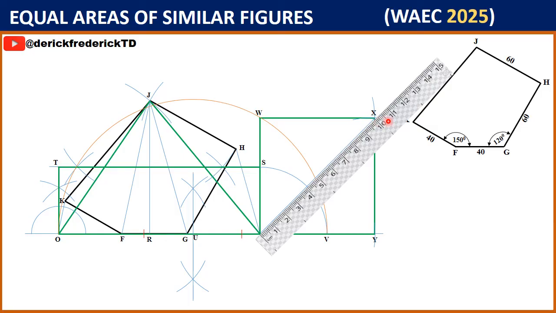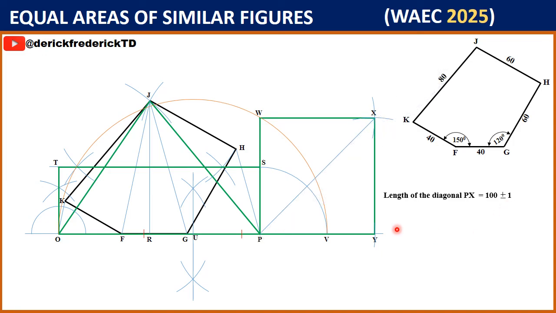So the length of the diagonal PX is 100 mm plus or minus 1. Those are the error margins that you could have in construction. Always include plus or minus 1. So this is how you go about converting a polygon in this manner into a square. This square is equal in area to this polygon, and also to the triangle and rectangle.